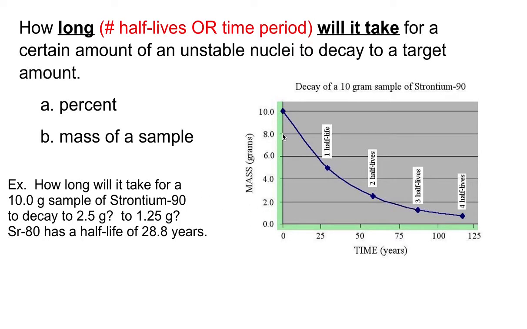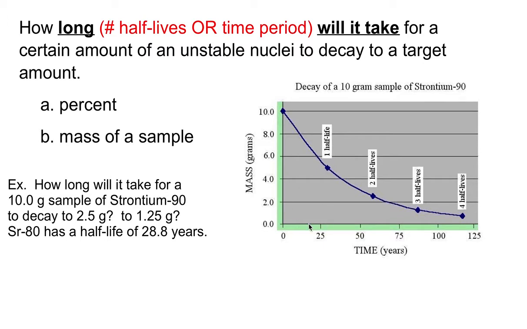All right. Now we're going to look at the other types of problems that you are going to be faced with. The ones that say, how long will it take? So you're going to be looking for the time period it takes to get to a certain percent or to get to a certain mass. So the problem is going to give you what the new percent, or the final percent or the final mass is going to be. And you just have to figure out how long it took to get there. And this type of problem really isn't that difficult.